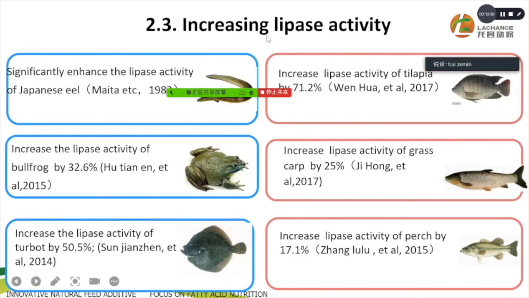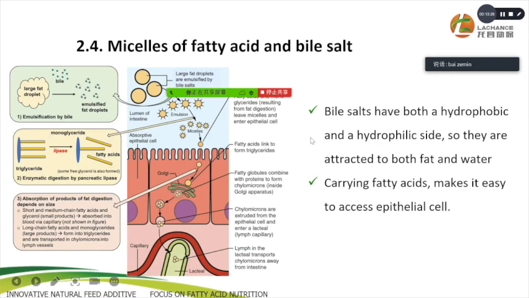Okay, actually since 1980, there has been plenty of research on bile acid increasing lipase activity. I think from Japan, from China, and even some European countries. The animals include eel, frog, turbot, perch, grass carp, and tilapia. If you are interested, I think we can share the whole papers with our audience.